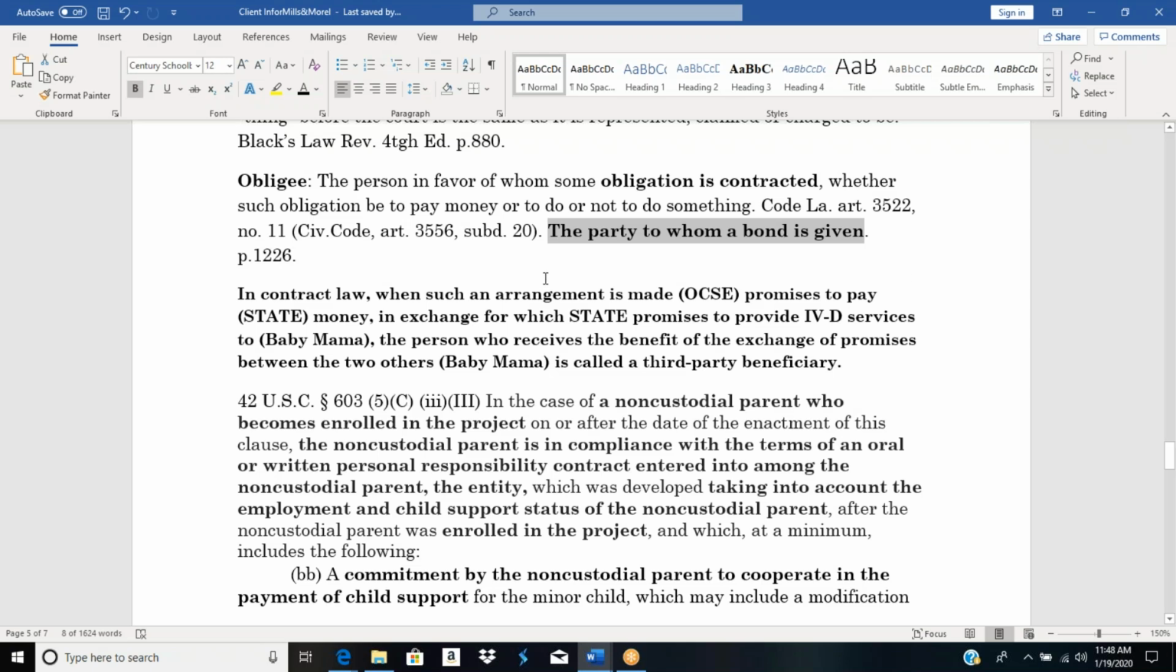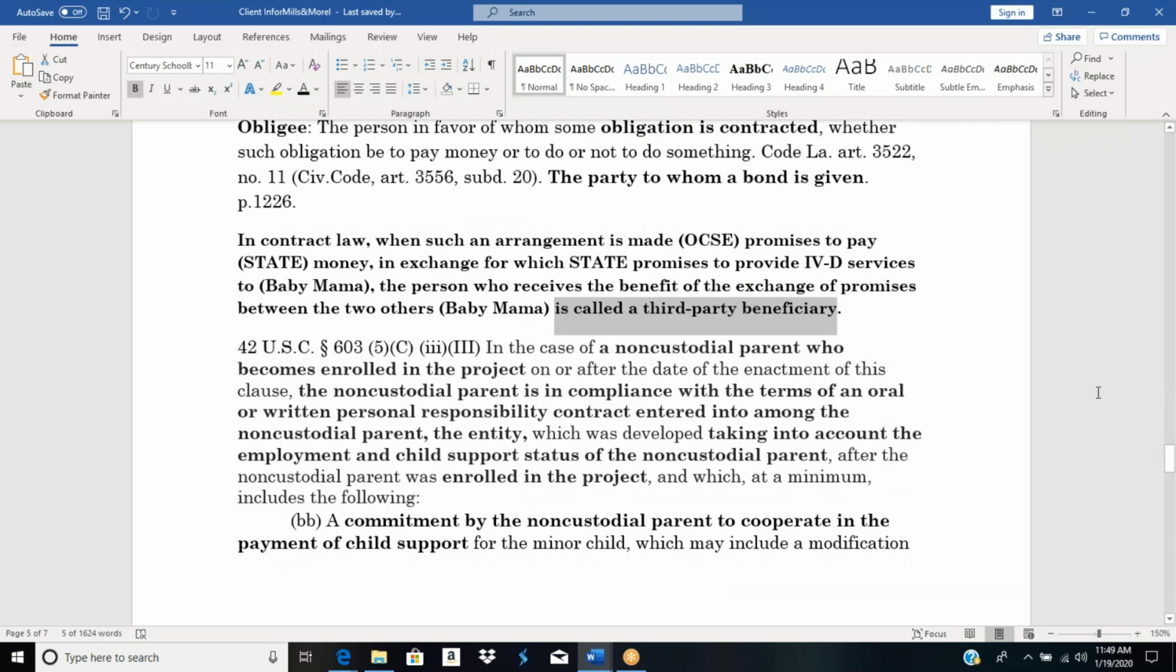In contract law, when such an arrangement is made, the federal OCSE promises to pay the state money in exchange for which the state promises to provide 4D services to who? Baby mama. That's the price. So it's not a benefit, all right, but she's the one who's getting paid, okay? But the person who receives the benefit of the exchange of promises between the two others, which is baby mama, is called a third-party beneficiary, all right? You cannot go after her. Okay? It ain't going to happen.